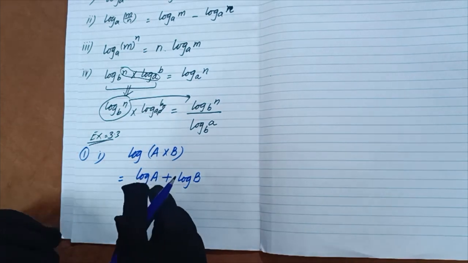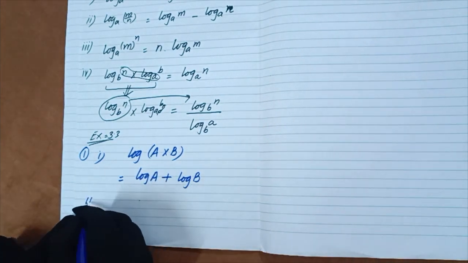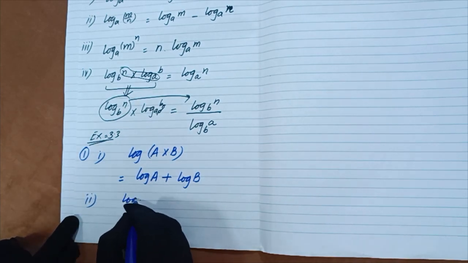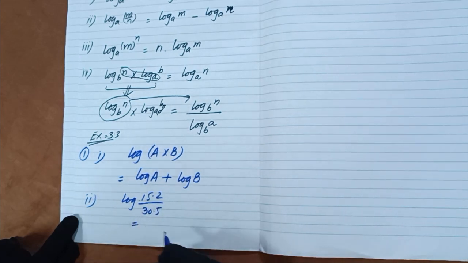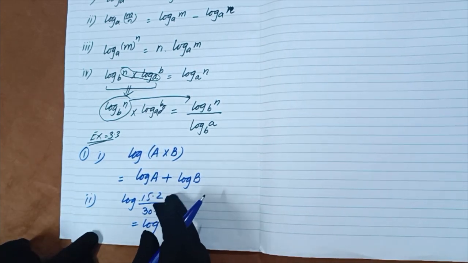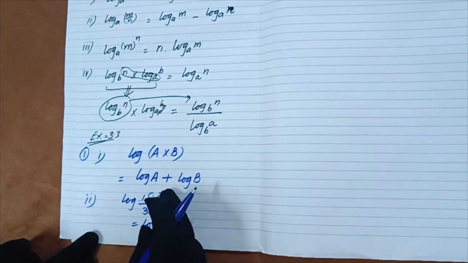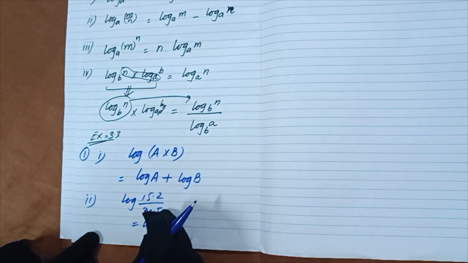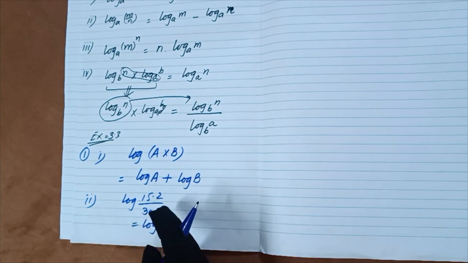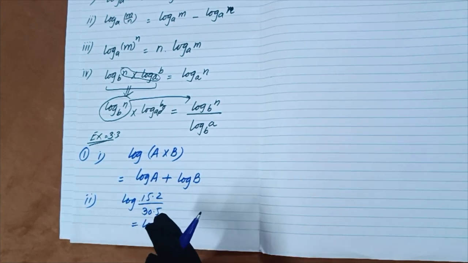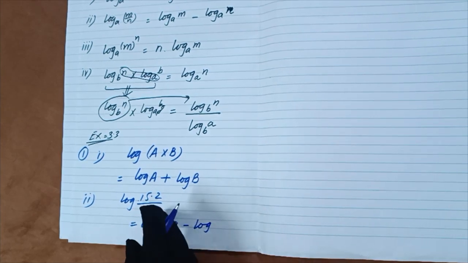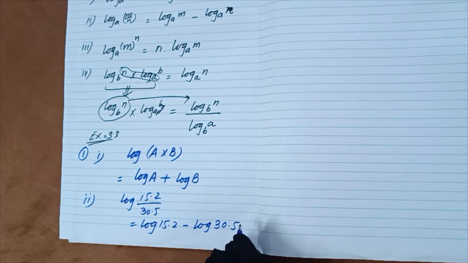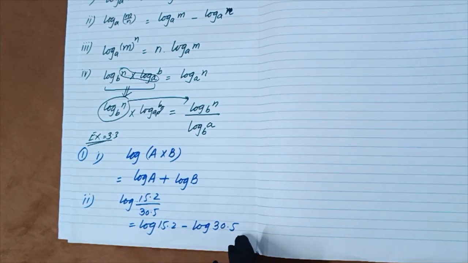Is that okay? We will go to the second part. Log 15.2 over 30.5. So log is applied on two numbers, one number divided by the other number, or you can say a ratio of two numbers. So now, the ratio of two numbers, if log applies, it is log of the first number minus log of the number in the denominator. Log of numerator minus log of denominator. You can keep it like this in your mind as well.